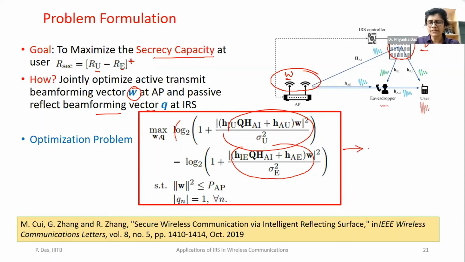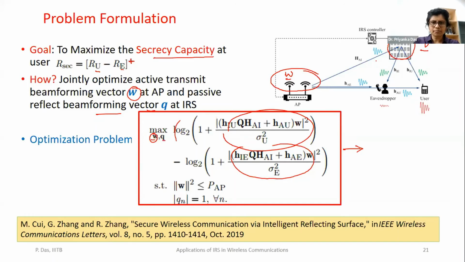The closed form solutions might not be possible. You have to rely on some alternating optimization techniques or some suboptimal techniques close to the optimal answer. You can do brute force search, which will take a lot of computational power. A lot of elements are involved. W is a vector, the size of the number of antennas. Q is a vector, the number of reflecting elements. So your search space is quite high. Coming up with optimal solutions might not always be feasible.